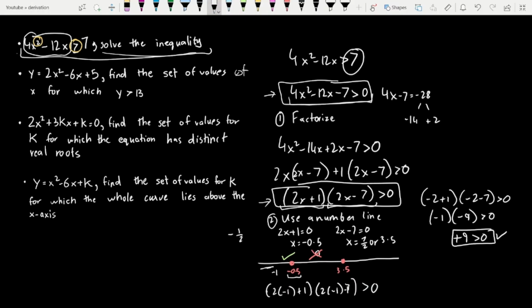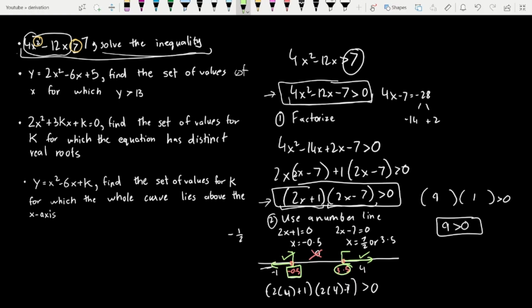And now we finally have this section right over here, so we can pick a value. Let's say we pick 4. We put the 4 in here and in here, and solve this out. So 2 times 4 is going to be 8, 8 plus 1 is going to be 9, and then we're going to get 1 over here. You multiply this, you get 9 is greater than 0, which is true. So we have this section over here. We have two sections: anything that is smaller than negative 0.5 and anything that is greater than positive 3.5.